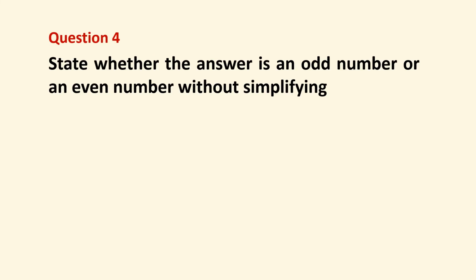Right. Now we are going to use that knowledge in my fourth question. State whether the answer is an odd number or an even number without simplifying. Now it's like the second and third question we have done. Here also you cannot simplify. You have to just have a look at the given numbers, identify whether those are odd numbers or even numbers. Then you have to suggest whether the answer is going to be odd or even.